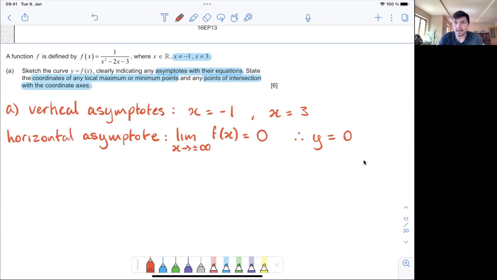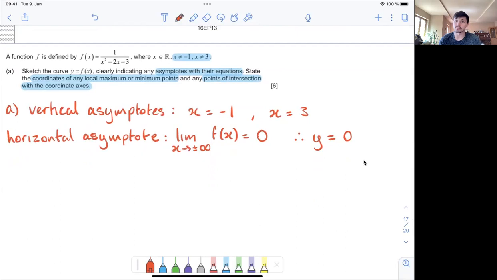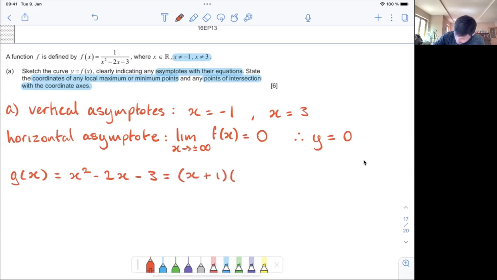So the easiest way to calculate this, in my opinion anyway, is to use the reciprocal function of f, or just identify that f(x) is the reciprocal function of x squared minus 2x minus 3. Okay, so let's say g(x) is equal to x squared minus 2x minus 3. And we could factorize this and say that this is equal to (x plus 1) multiplied by (x minus 3).